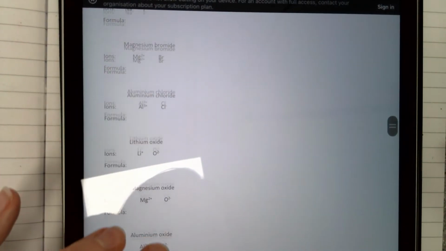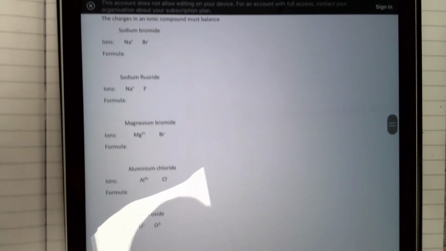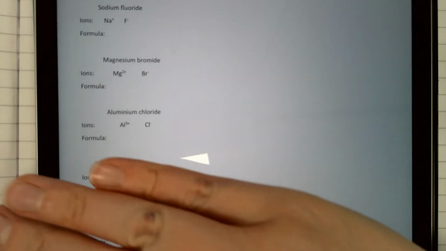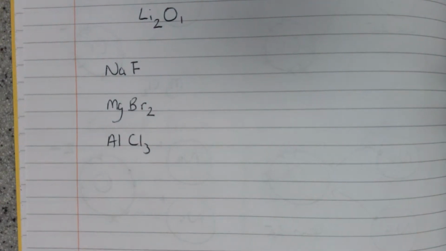So have a go at doing these ones. Sodium fluoride, magnesium bromide, and aluminium chloride. So press pause. I've given you the ions. Press pause, have a go at doing that for yourself, and then come back when you're ready to see the answer. Okay, for sodium fluoride, you should have gotten NaF, magnesium bromide is MgBr2, aluminium chloride is AlCl3.